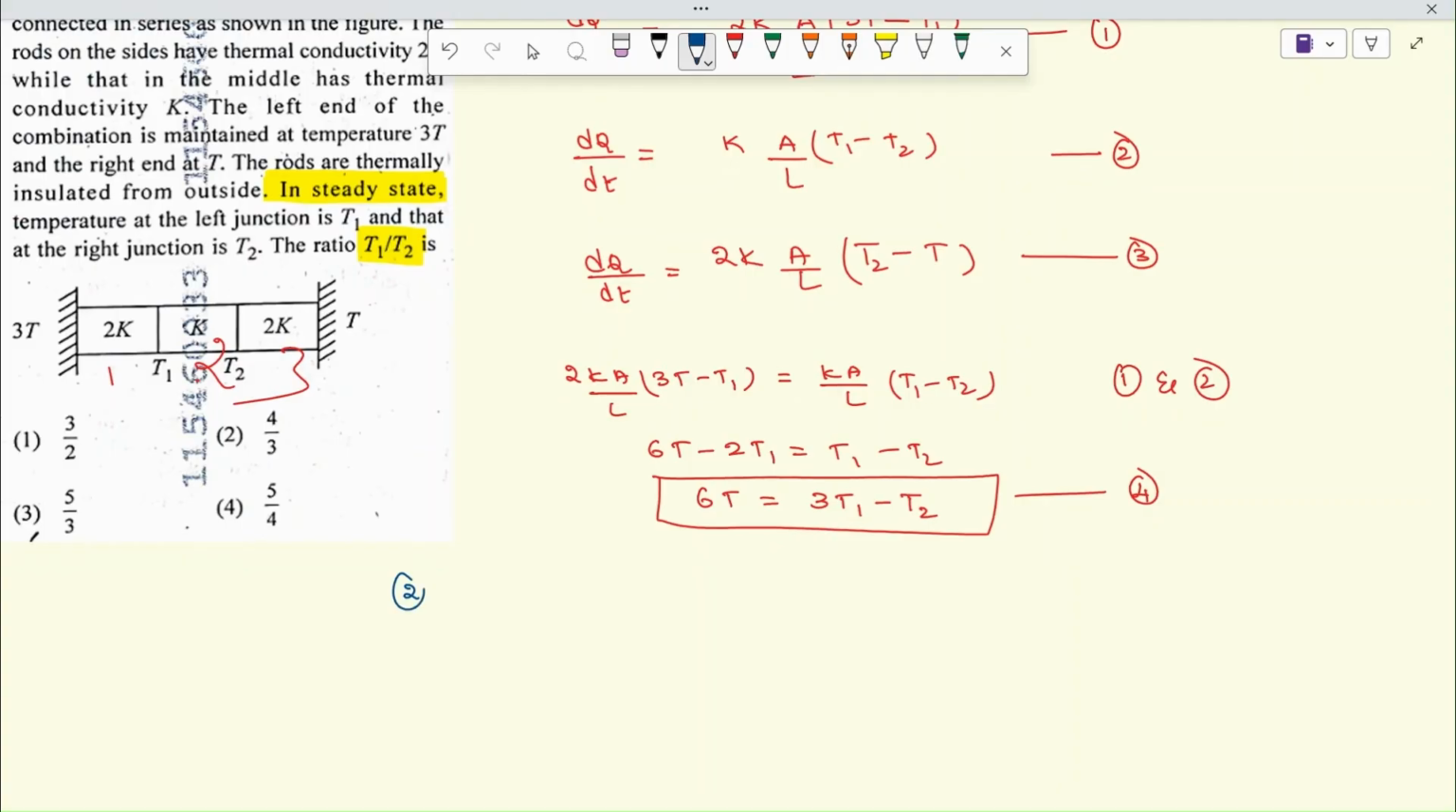Equations 2 and 3. Using these two, what can we say? Left hand sides are equal. So right hand side KA by L is common. Direct line writing: T1 minus T2 is equal to 2 into T2 minus T, which is 2T2 minus 2T. Okay, so from this one what will come? 2T sending to the left side, 2T is equal to 3T2 minus T1. Let us say, equation 5.